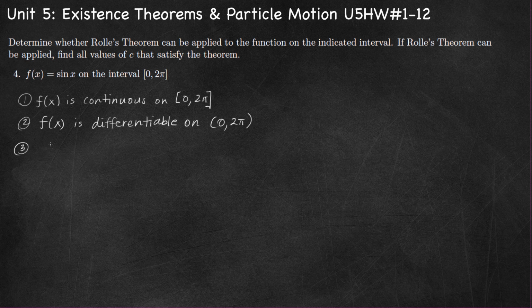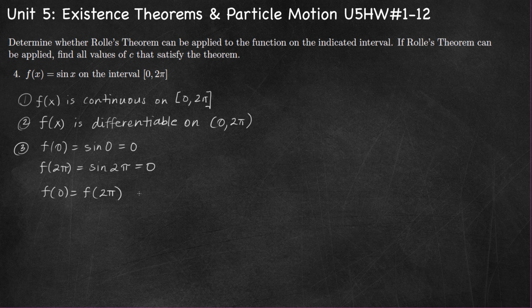Number 3, we want to check our endpoints. F of 0 equals the sine of 0, which equals 0. And then f of 2 pi equals the sine of 2 pi, which equals 0. So we have f of 0 equals f of 2 pi.